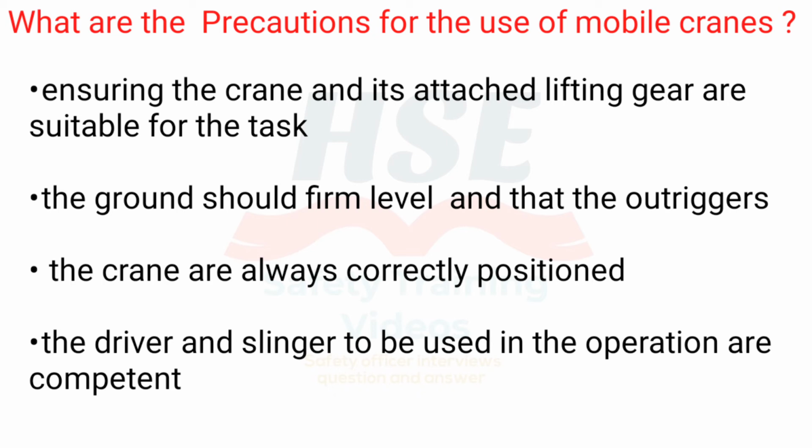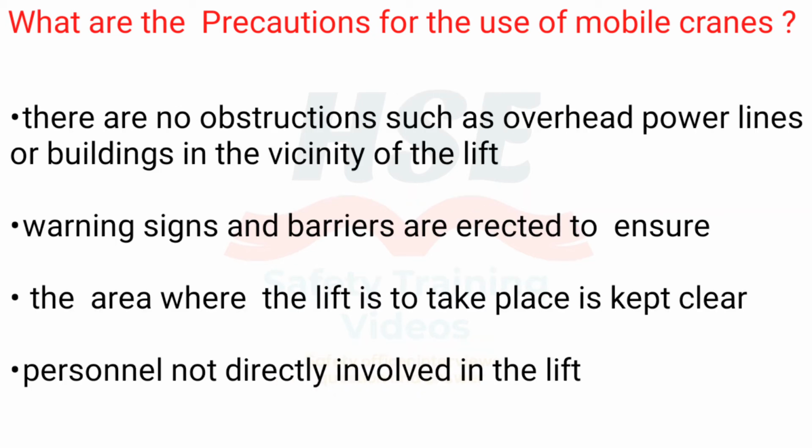The driver and slinger to be used in the operation are competent. There are no obstructions such as overhead power lines or buildings in the vicinity of the lift. Warning signs and barriers are erected to ensure the area where the lift is to take place is kept clear. Personnel not directly involved in the lift.